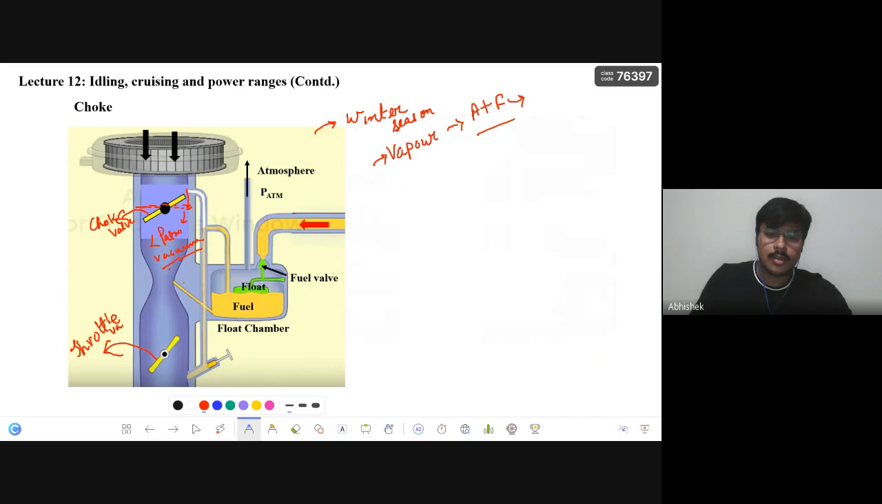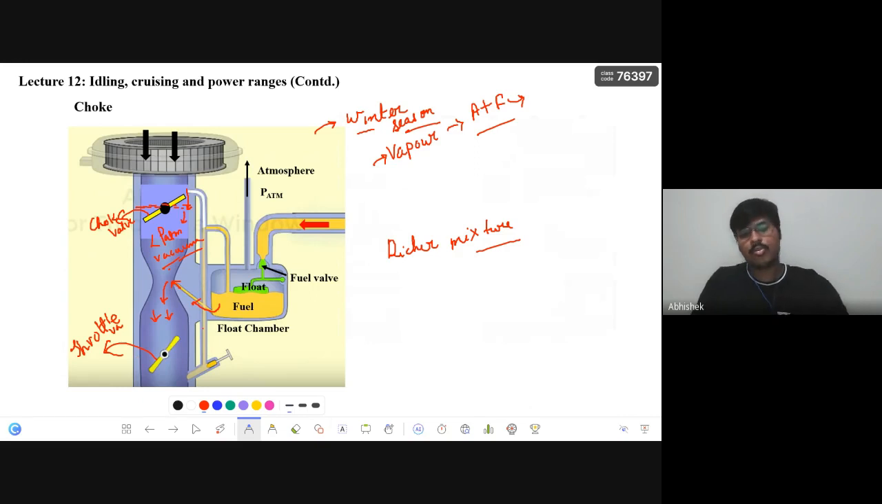And this is when the fuel comes out, and we get a richer mixture. And thus we can start the vehicle when it is in winter season. Okay, that is the function of a choke valve.